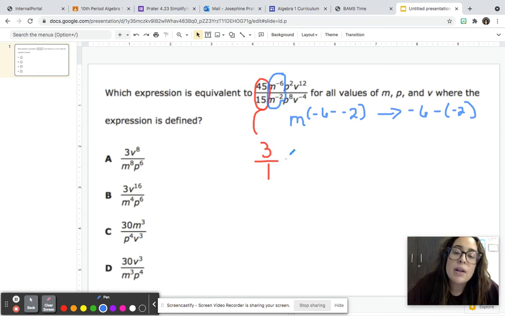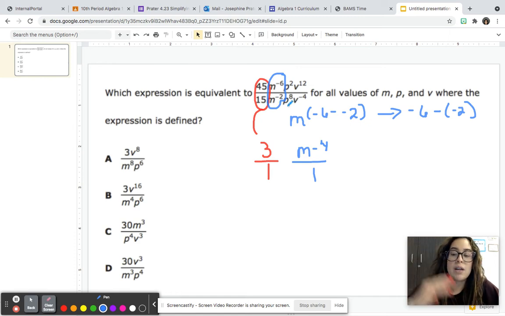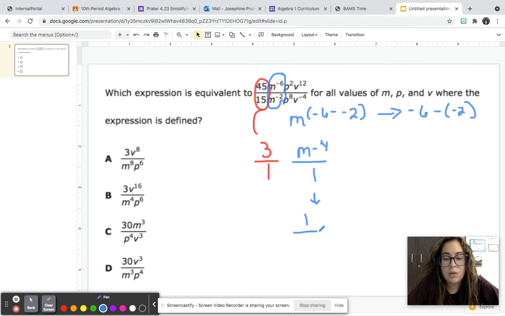So then my m value is raised to the negative 4 over 1, because the subtraction of exponents means you're dividing the top and the bottom. Now this negative 4 would mean to flip this whole thing around. So this becomes 1 over m raised to the 4th power.